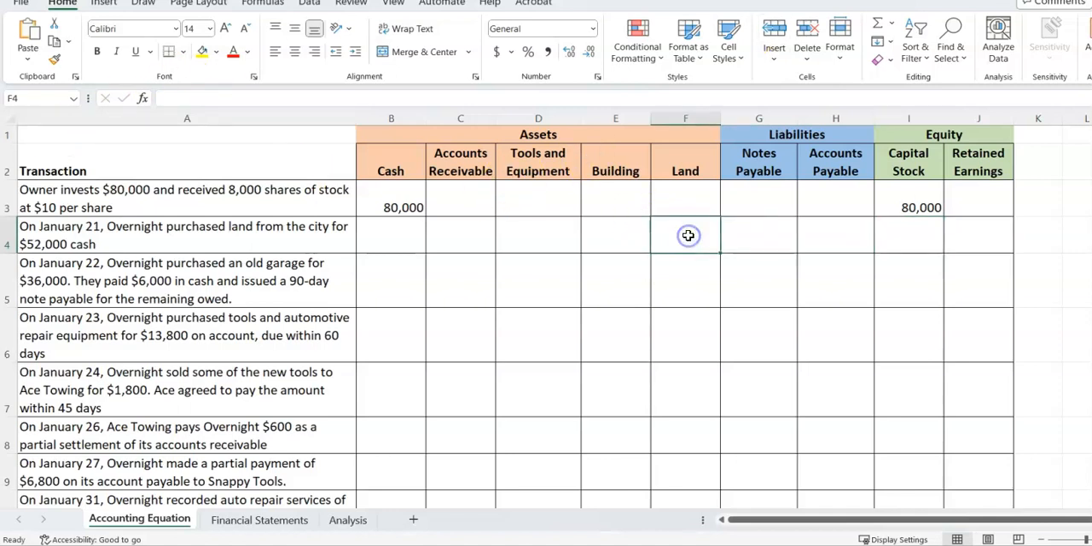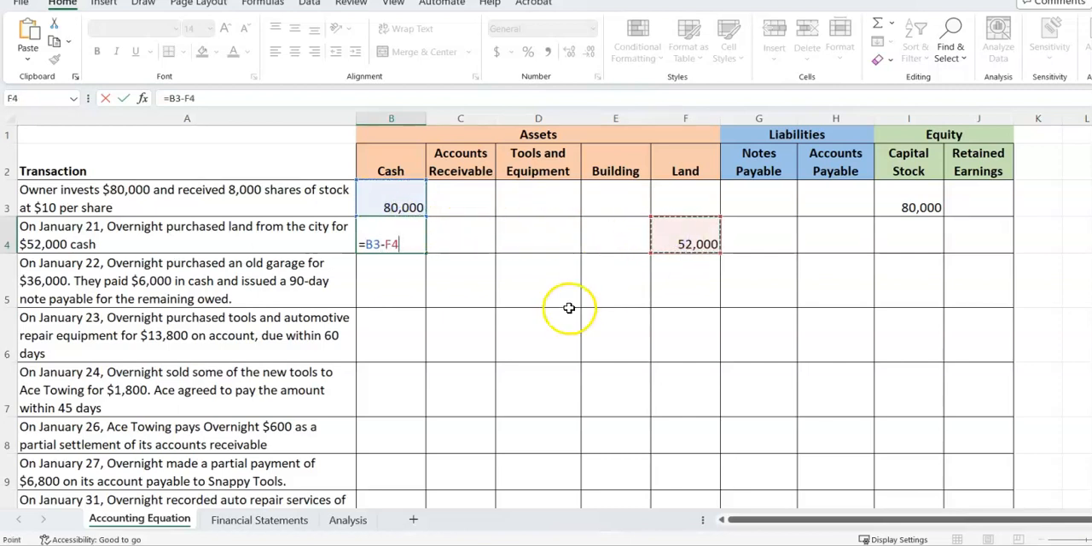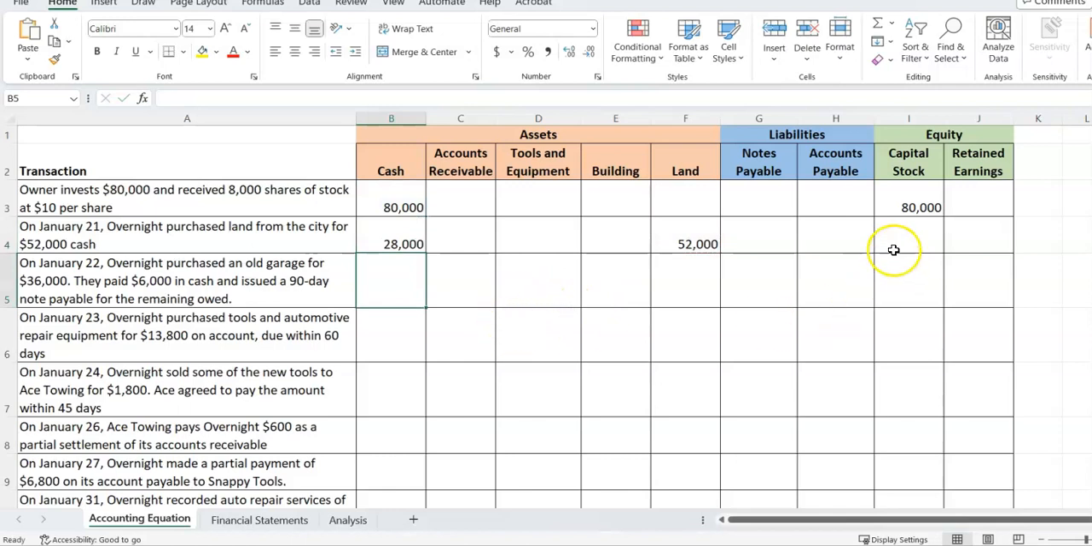On January 21st, we purchased land from the city for $52,000 in cash. Now we have land of $52,000, and we have cash of, well, we had 80,000. I'm putting in an equation here if you can see that. So I started with the equal sign. We had 80,000 and we spent 52,000 on land. So now we have 28,000 in cash left over. Our capital stock has not changed. So now we have 80,000 in equity, and we still have 80,000 in assets. We've just changed where that 80,000 is placed.